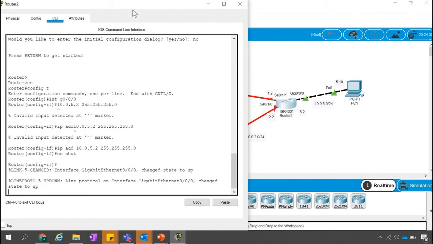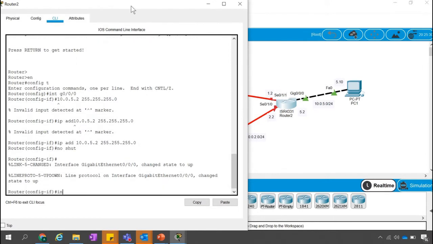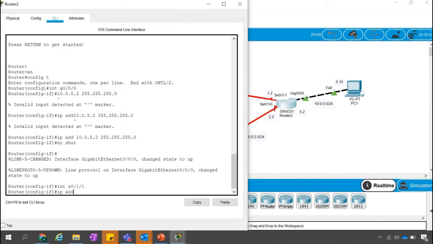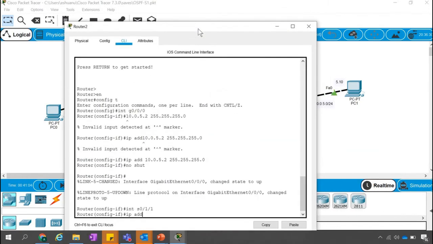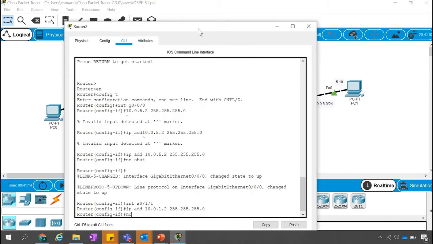And now I have to configure the remaining interfaces. Interface S0/1/1, IP address. Here the network should be this one, 10.0.1.2. So IP address will be 10.0.1.2 and the subnet mask will be 255.255.255.0. No shut.